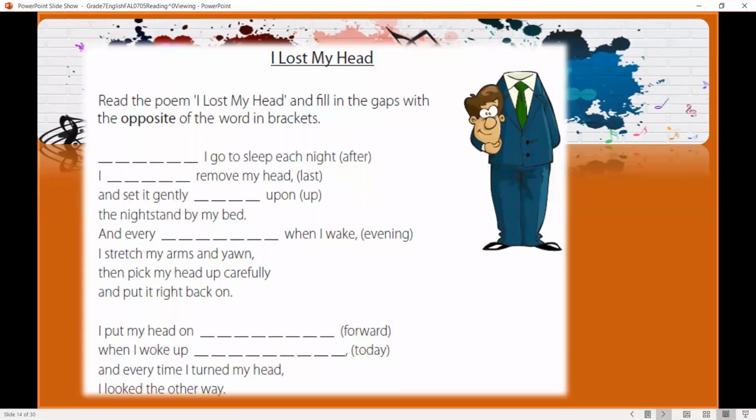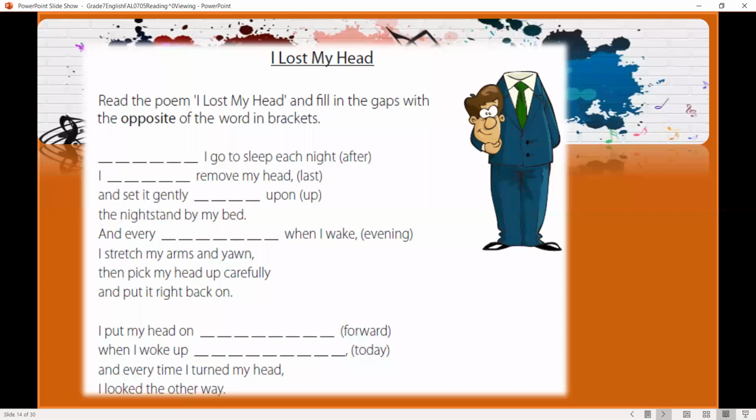Okay, so now we're going to do a different one. Now we're going to do one with opposites. So now the word that you must find the opposite of is in brackets. Okay, so: something I go to sleep each night. So what is the opposite of after? Before I go to sleep each night, I what? Remove my head. What's the opposite of last? Here we go. Pat, pat.